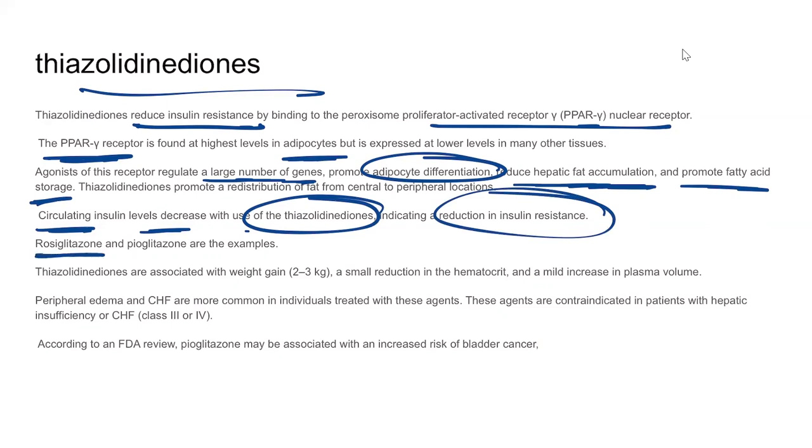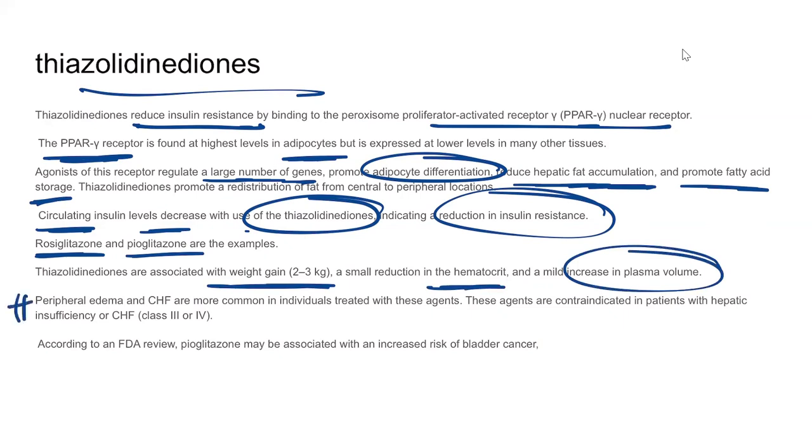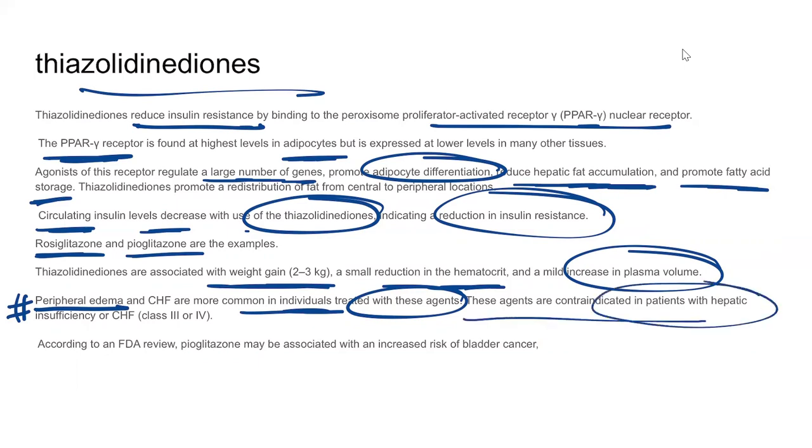The drugs in this group are rosiglitazone and pioglitazone. They are associated with weight gain, reduction in the hematocrit, and mild increase in plasma volume. This is a very important point: peripheral edema and CHF are more common in individuals treated with these agents. So these agents basically decompensate any heart disease, that is, they produce peripheral edema and CHF. That's why these agents are contraindicated in patients with hepatic insufficiency or CHF. So they can decompensate that CHF or they can worsen the patient.